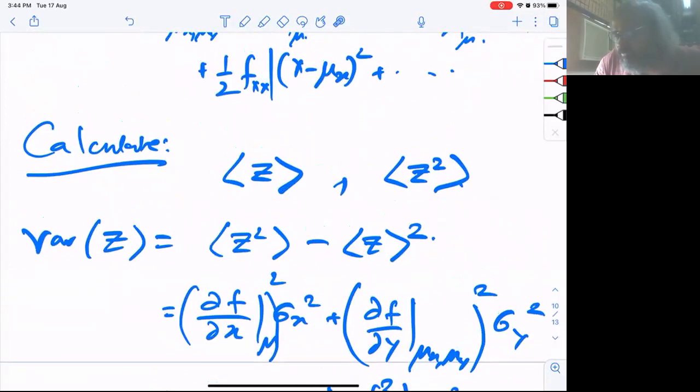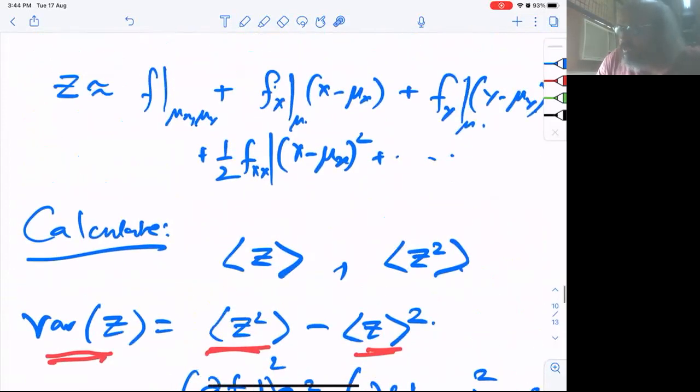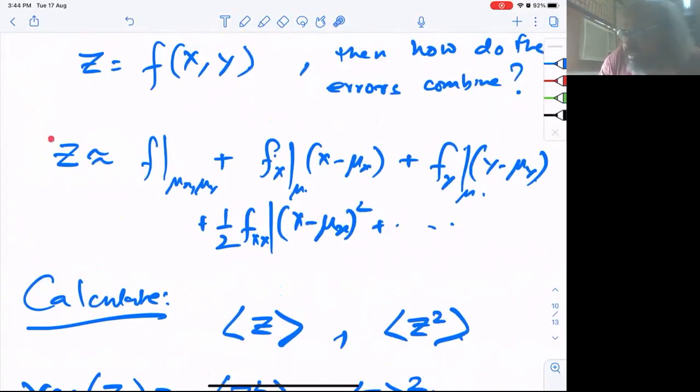So I can calculate Z and Z squared, and once I calculate Z and Z squared, I can calculate the variance, the average of Z squared minus the square of the average of Z. You can actually calculate this. You see that if you put the averages here, of course, this average is not a random quantity. This is evaluated at mu x, mu y.